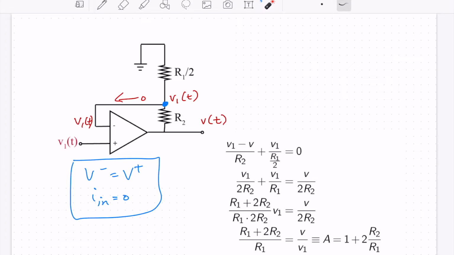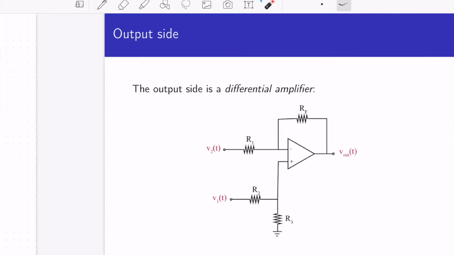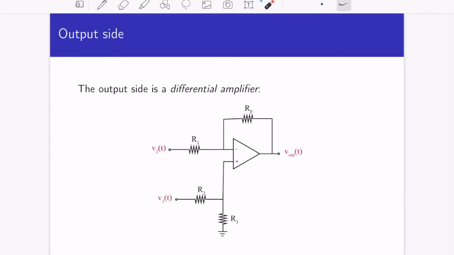And of course, remember, we have two of these. Now let's look at the output side. For this analysis, I'm naming this V1 and V2 because that's how you would typically see it. It is a differential amplifier. Sometimes you just want a differential amplifier. So we'll substitute in the actual names of those related to the other when we put it all together.